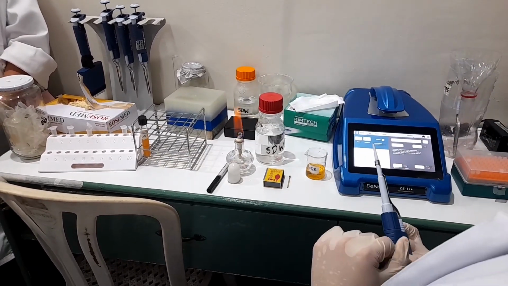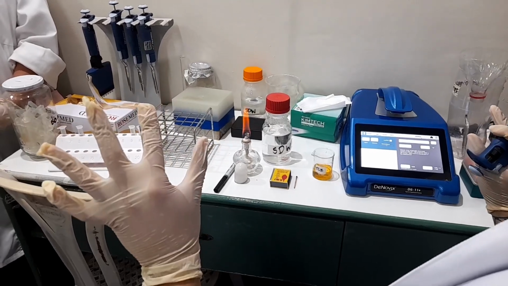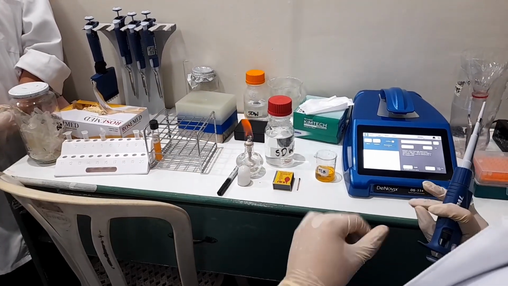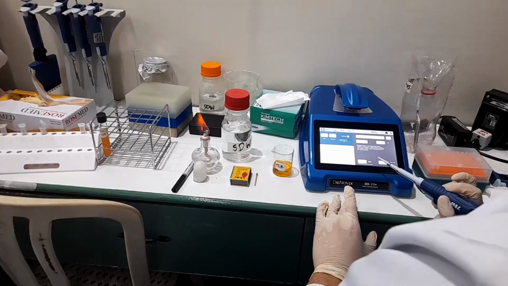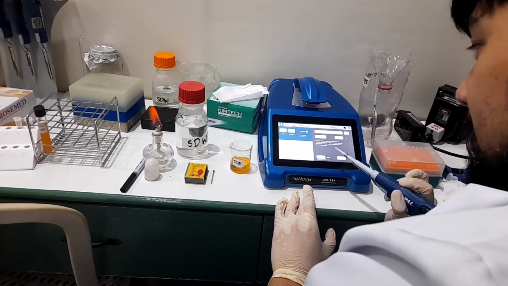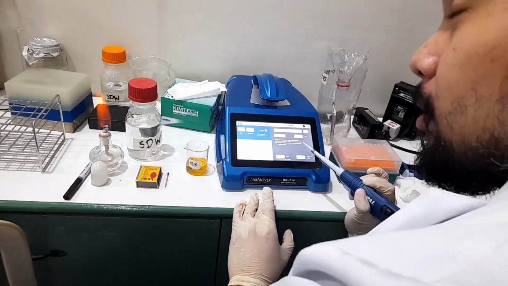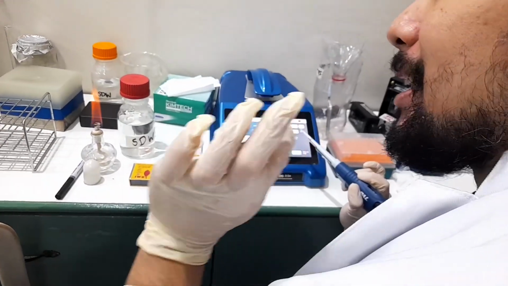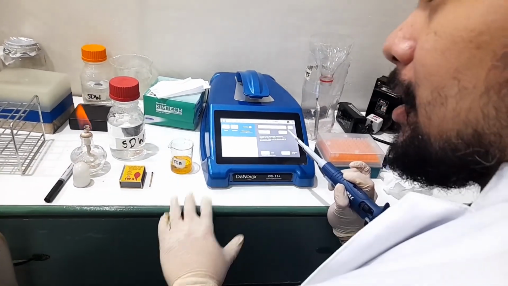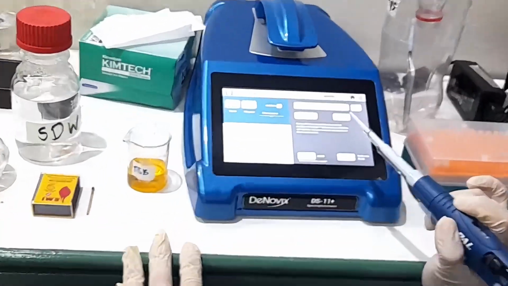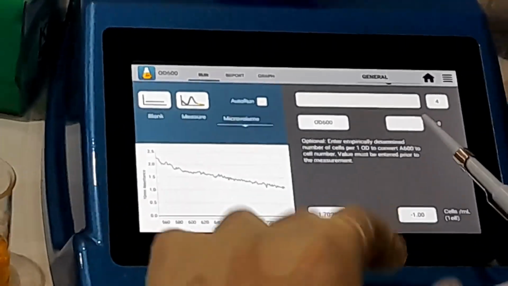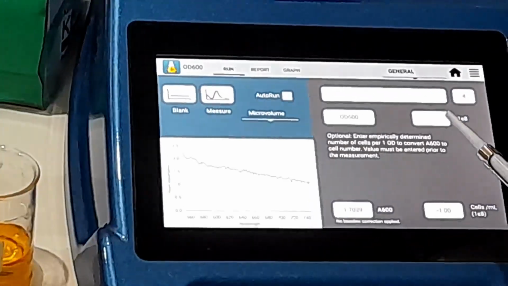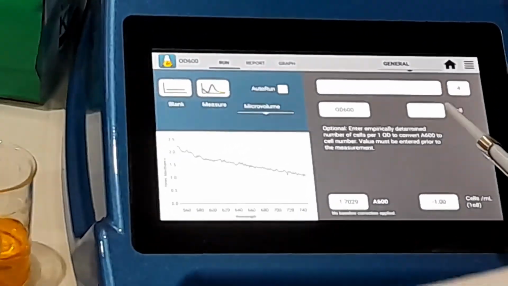The kit is only good for a range of cells, right? Up to 5 times 10 to the 9. And between, I forget what the lower number is. But anyway, if your A600 reading, your OD600, is between 1 to 2, it's okay. You don't have to get the exact number. That's okay. So you can proceed with your DNA extraction without diluting this.